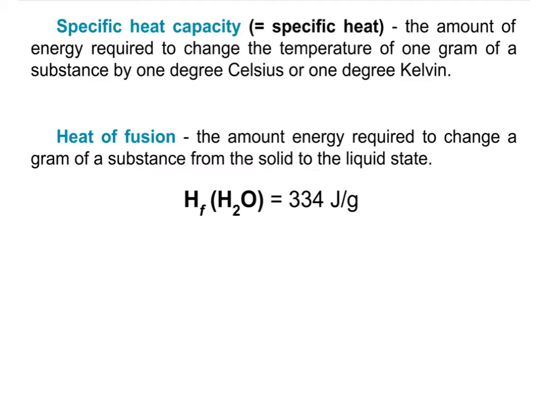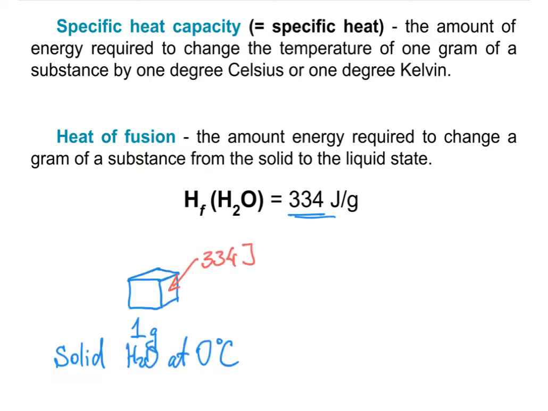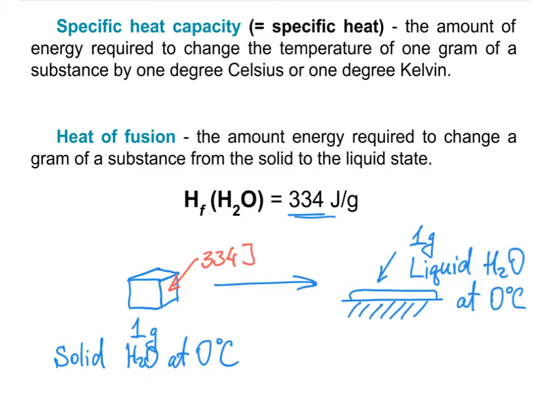Heat of fusion for water is a well-known number. It's 334 joules per gram. It means that if I have 1 gram of ice, I would need to transfer 334 joules of energy into it to melt it completely.